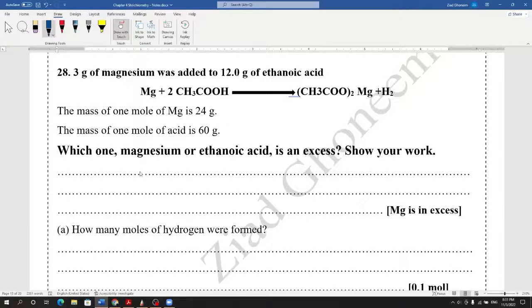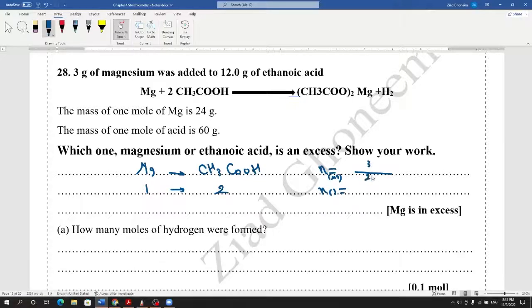There's a very simple way to determine which one is the limiting reactant. First of all, we have a relation between magnesium and ethanoic acid. The mole ratio is 1:2. We have 3 grams of magnesium and 12 grams of ethanoic acid. So let's calculate the number of moles for magnesium and the number of moles for ethanoic acid.